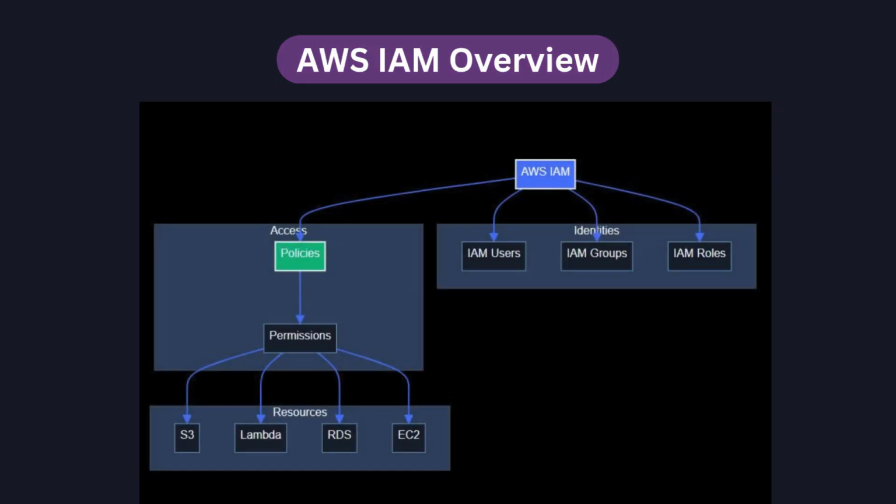AWS IAM overview. AWS Identity and Access Management, IAM, is a global service that controls who can access AWS resources and what actions they can perform. It is free to use and acts as the security foundation of your AWS account. Every request made to AWS is evaluated against IAM policies, and by default, all access is denied unless explicitly allowed. IAM ensures that authentication, who you are, and authorization, what you can do, are properly enforced across all AWS services.